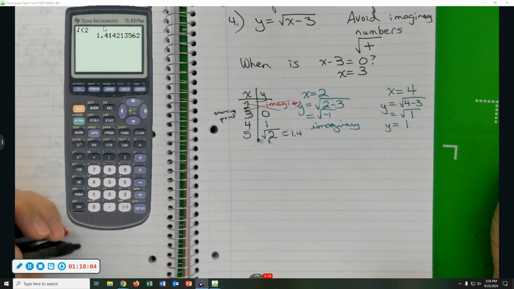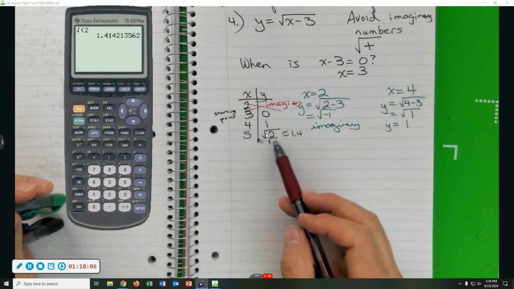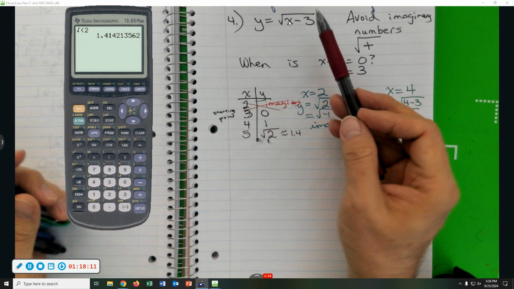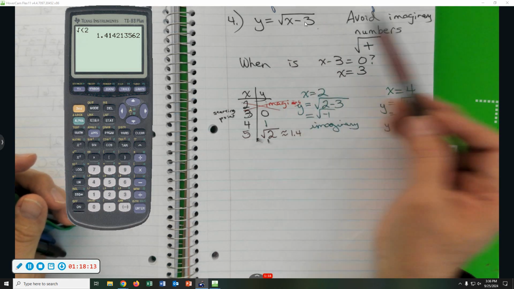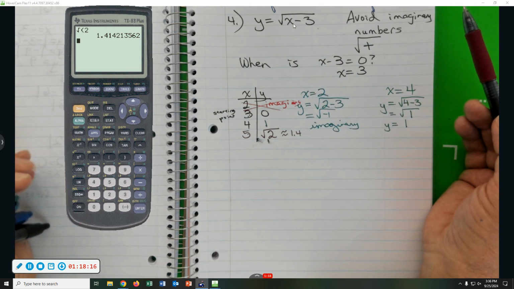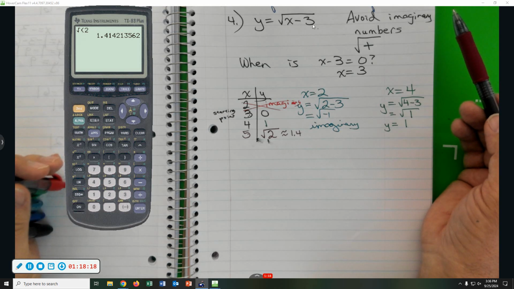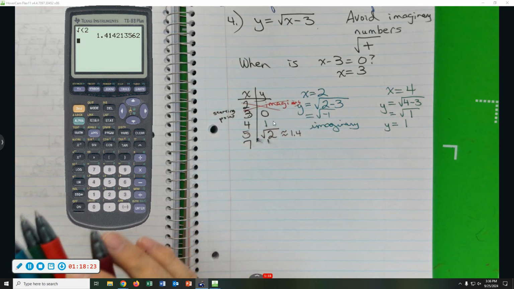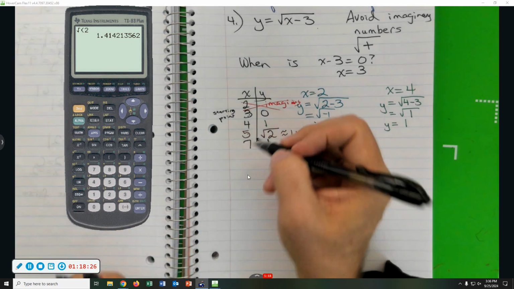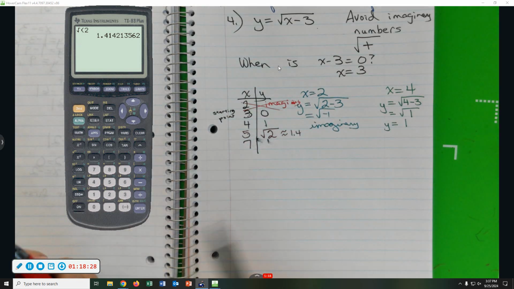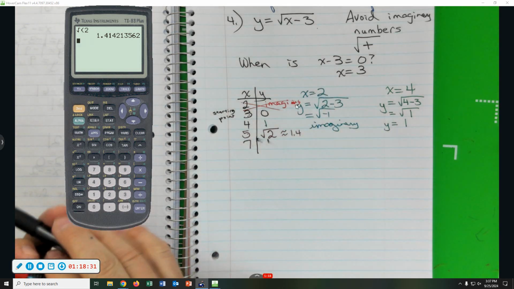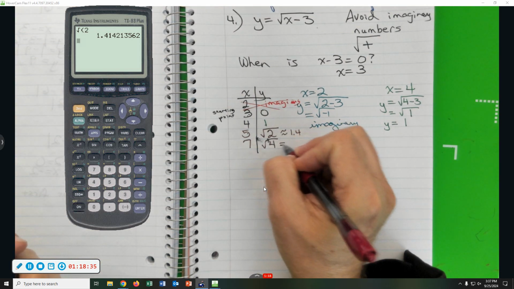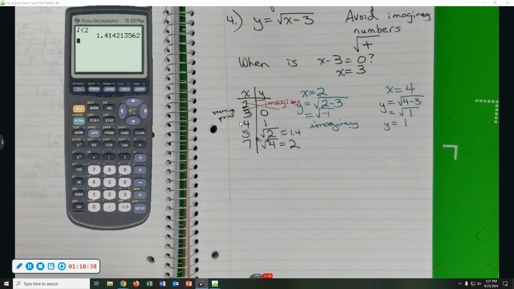Why don't you tell me an x value that we can plug in that'll give me a perfect square? I don't want to mess with decimal numbers. If I plug in a 6, am I going to get a perfect square? 6 minus 3? No, that's a 3. What if a 7? Plug in a 7 for x. What are you going to get? 7 minus 3 is 4. What's the square root of 4? 2. There. I think we have enough points right here.